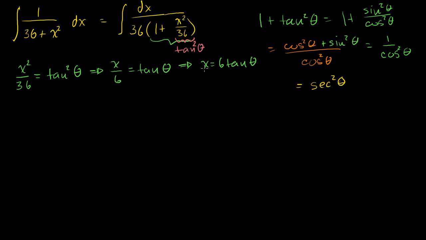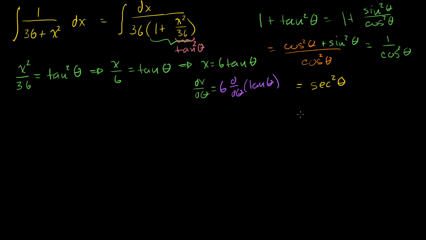If we take the derivative of both sides with respect to theta, we get dx d theta is equal to, what's the derivative of the tangent of theta? I can show it to you just from basic principles. Actually, let me do it for you just in case. It never hurts to do it on the side. So it's going to be 6 times the derivative with respect to theta of tangent of theta, which we need to figure out.